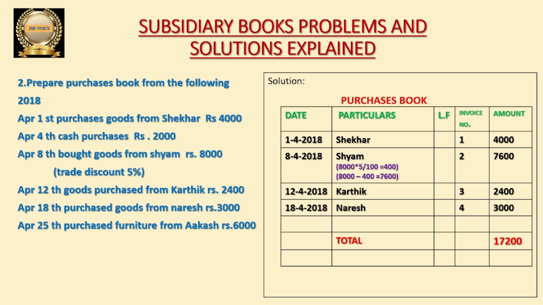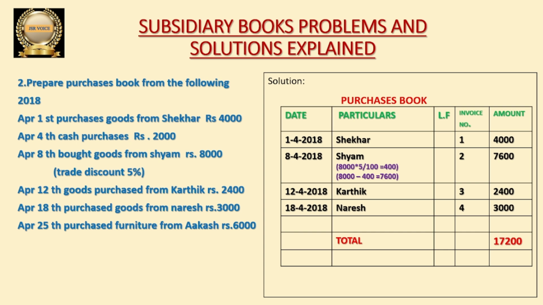And in the purchases book, in the solution, you can see date column 8-4-2018. In a particulars column, Sham name is mentioned, and we should calculate trade discount. How to calculate it? See the calculation. Under that, in brackets, under Sham, 8,000 into 5%, no? So 5 by 100 is equal to, we will get 400.